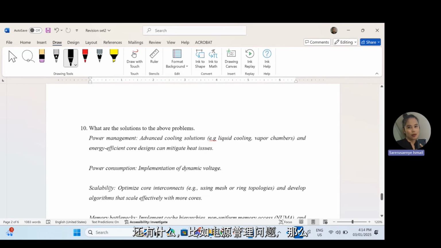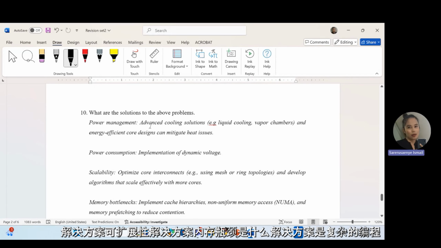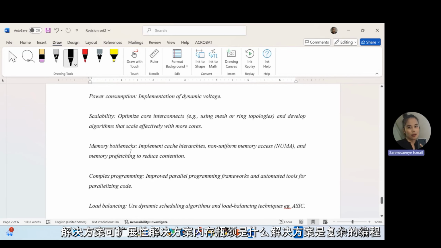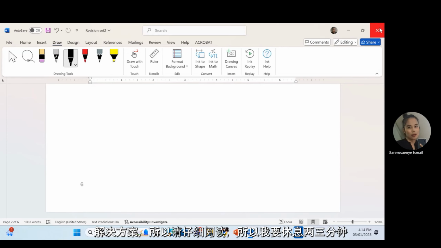And what else? I have here, for example, the power management problem. So what is the solution? Scalability, what is the solution? Memory bottleneck, what's the solution? Complex programming, what's the solution? So please read this carefully.